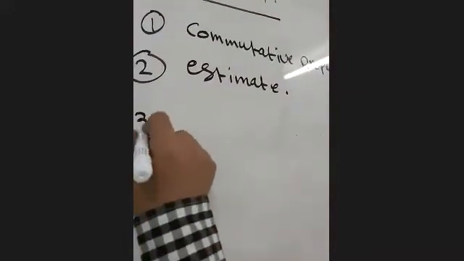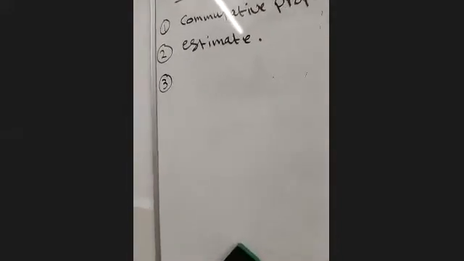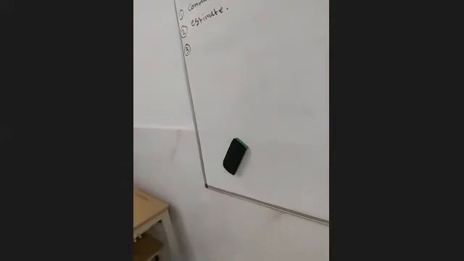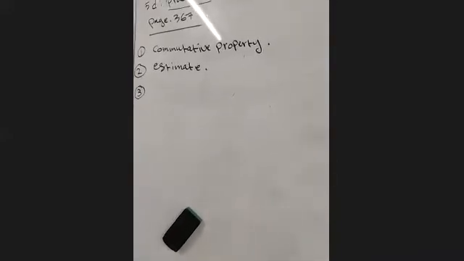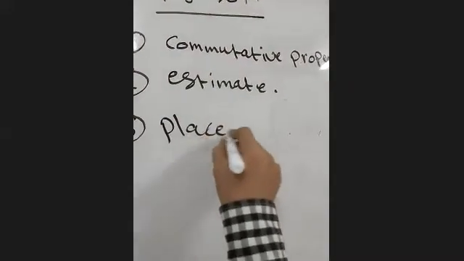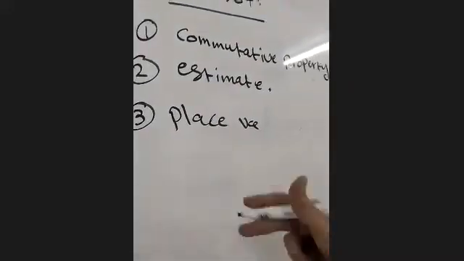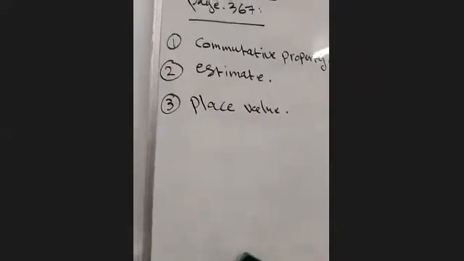Question 3. Copy, guys. Copy the answers. The value given to a digit by its position in a number is its blank. What do we call it? Place value. Like ones, tens, hundreds, we know that. Place value depends on the position of the digit.